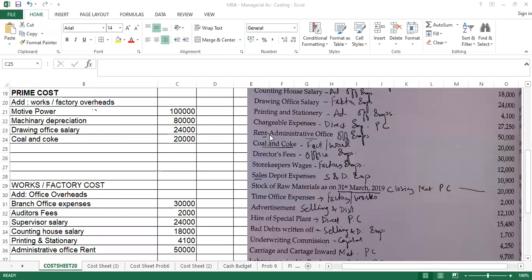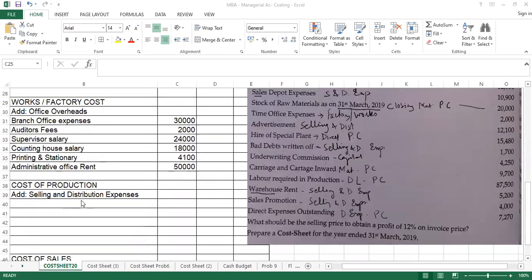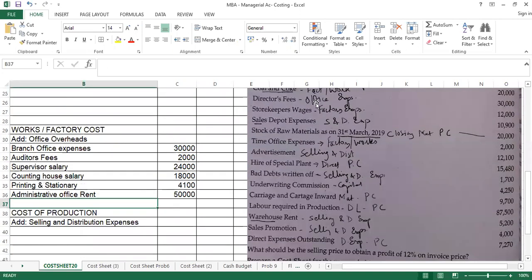So we have director fees in the office expenses. So office expense, we will add here. What is the item? Director's fees. How much is that? 30,000. That will go into your office cost.